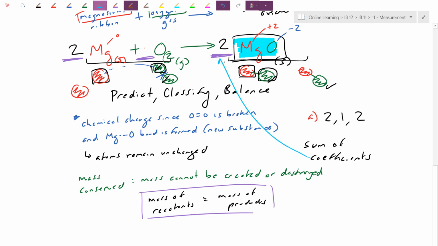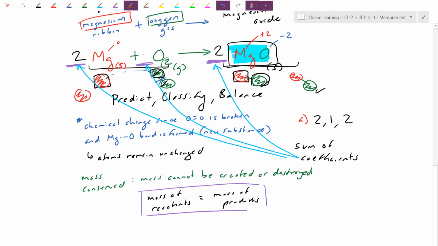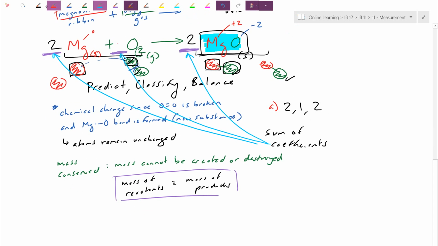It's a number that comes in front just to make sure it balances. Sum of coefficients, they might specify all of the coefficients. What are the sum of the coefficients? The whole reaction. Once you've done your regular balancing, once you have your 2, 1, and 2, add them all up. Look for the option that says 5.